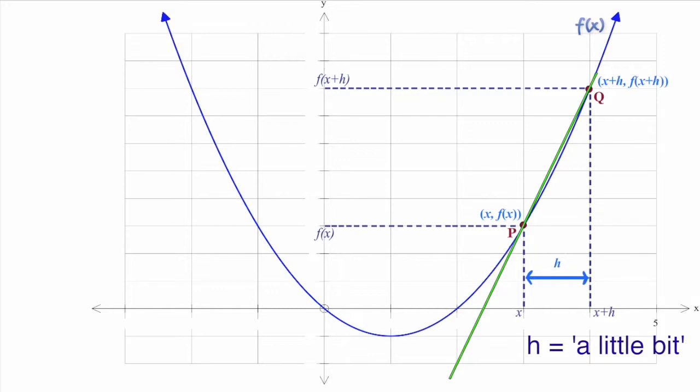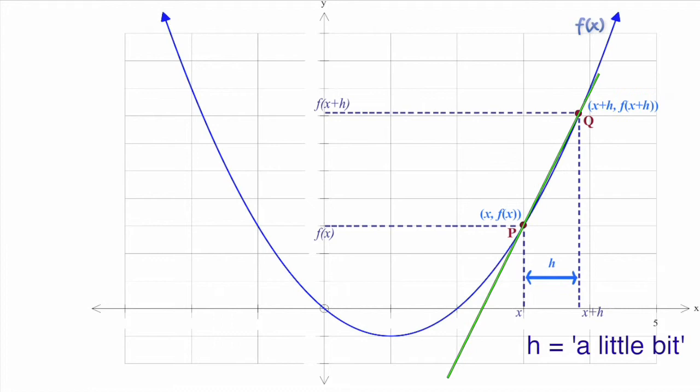But to find the gradient of the tangent at the point P, we need to move the point Q in much closer. This will make the h value extremely small. The smaller the h value is, the more accurate our reading is for the tangent at the point P. Therefore, we want to make the value of h about the size of an ant's testicle. Watch what happens to the green tangent line and the size of h as Q moves closer to P.